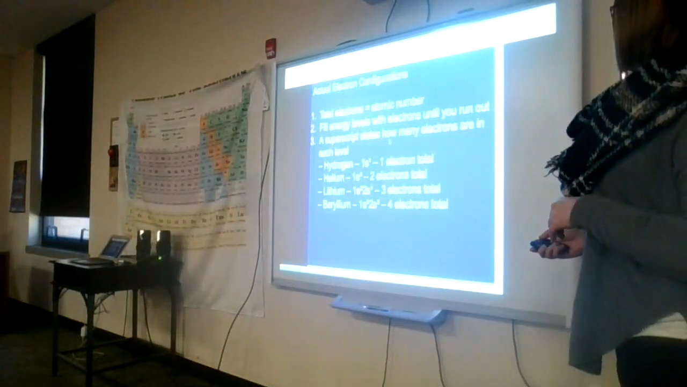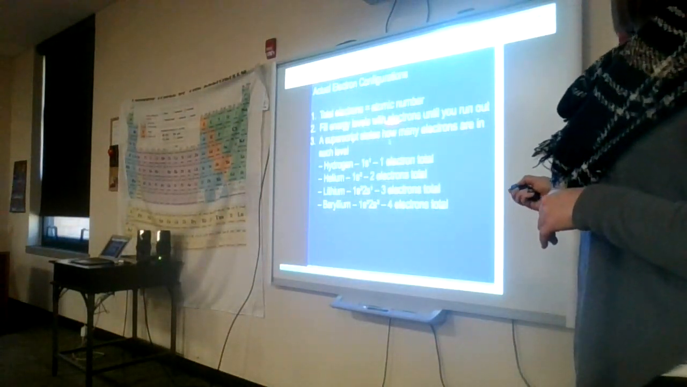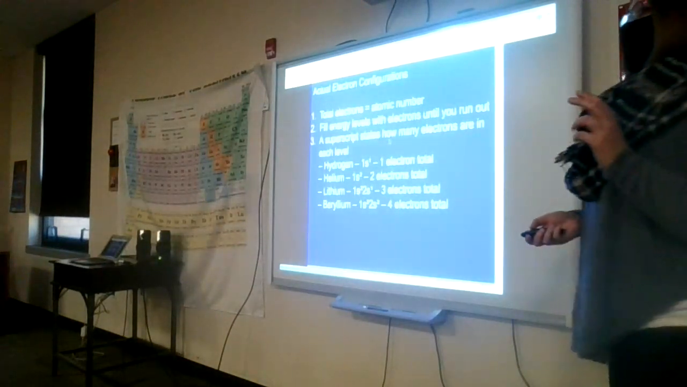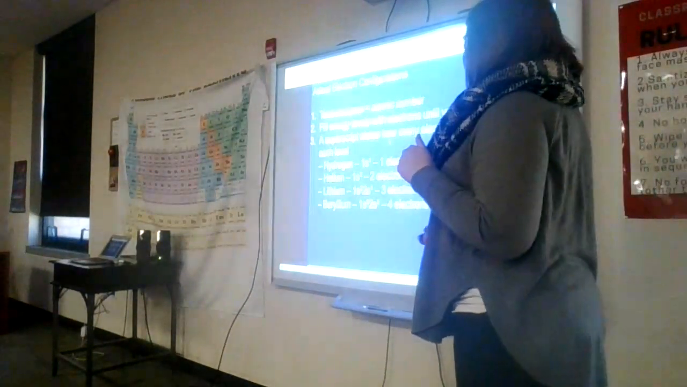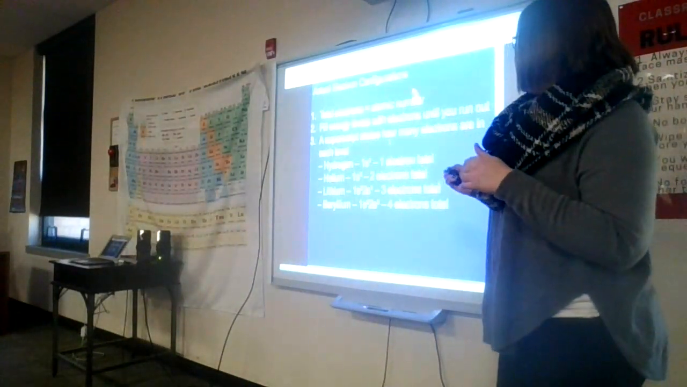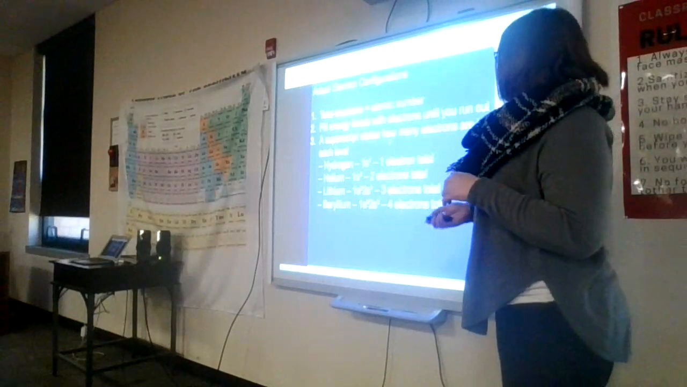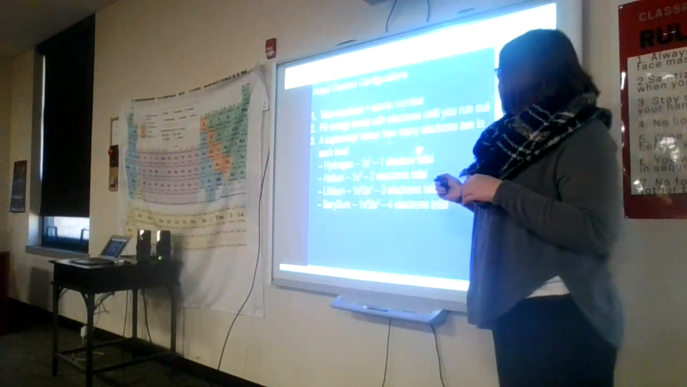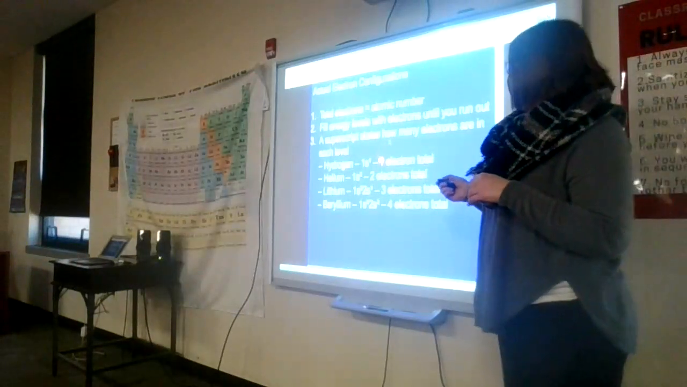Okay. And so we get to this idea, right? Total electrons is the atomic number. Remember I told you yesterday when we were doing it together that I can always double check what I put down because I can count those superscripts all the way up and it should equal the atomic number. And of course, you fill those energy levels until you run out, and then that superscript is the electrons in each level.